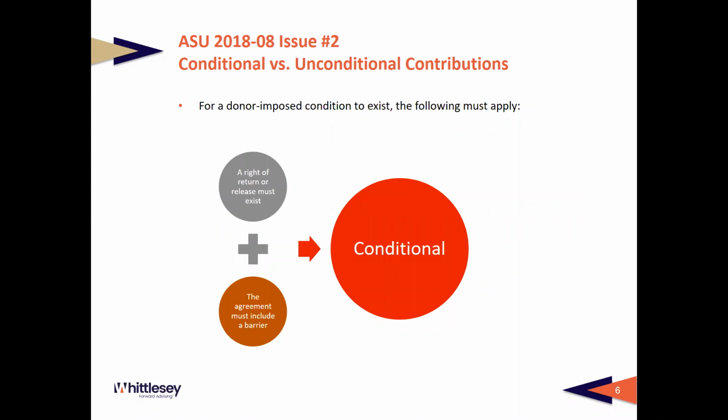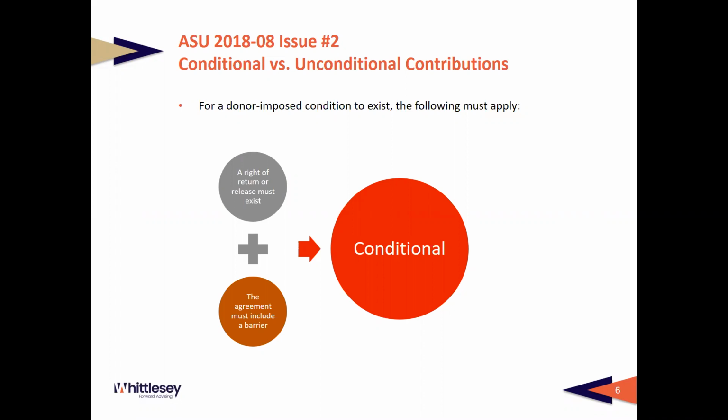So the second issue, once we've decided these government grants are to be accounted for under contribution guidance, is the next decision: is this funding a conditional or unconditional contribution? For a donor-imposed condition to exist, the FASB in this ASU has clarified that you must have both of the following: a right of return or release and a barrier. They are very clear that it is not either or, it's both. You have to have both of these attributes. And again, I want to emphasize that a condition is different from a restriction. We're going to talk about donor-imposed restrictions later on, but a condition is something different.